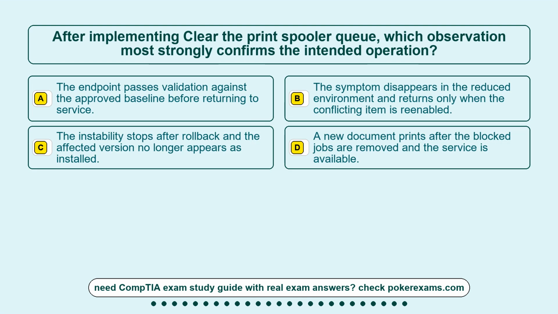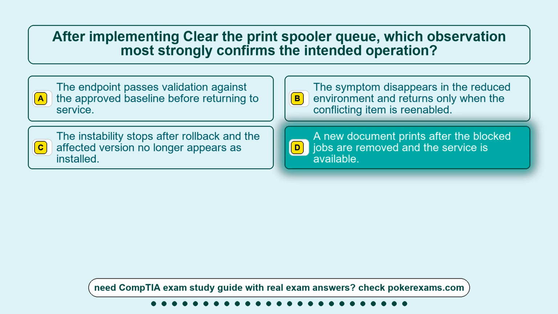Question 6. After implementing clearing the print spooler queue, which observation most strongly confirms the intended operation? Option A. The endpoint passes validation against the approved baseline before returning to service. Option B. The symptom disappears in the reduced environment and returns only when the conflicting item is re-enabled. Option C. The instability stops after rollback and the affected version no longer appears as installed. Option D. A new document prints after the blocked jobs are removed and the service is available.